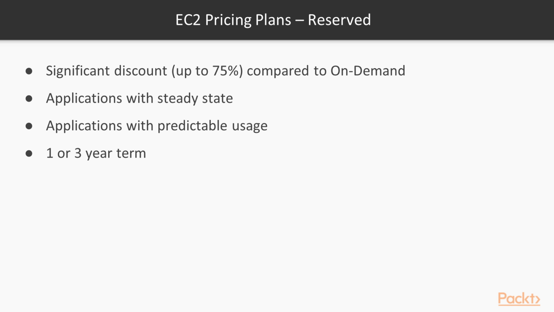Next, let's move to the reserved pricing plan. This gives you a significant discount of up to 75% compared to on-demand. It's a 1 or 3 year term. Think about using this with applications with a steady state or predictable usage. Anything where you can know for sure that in the next year you're going to need this capacity, or you're going to reserve this amount of capacity for the next 3 years because you only expect this particular steady state, and it's going to work out cheaper in the long run.